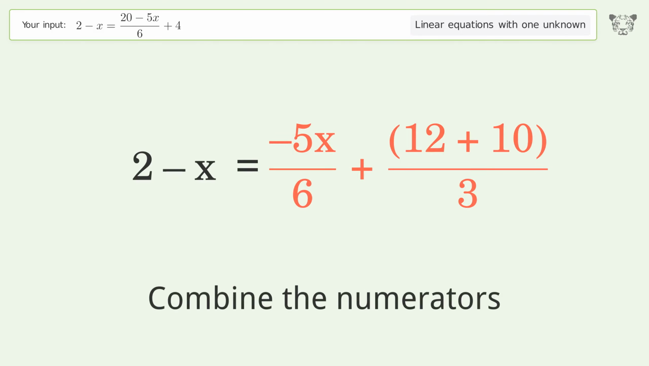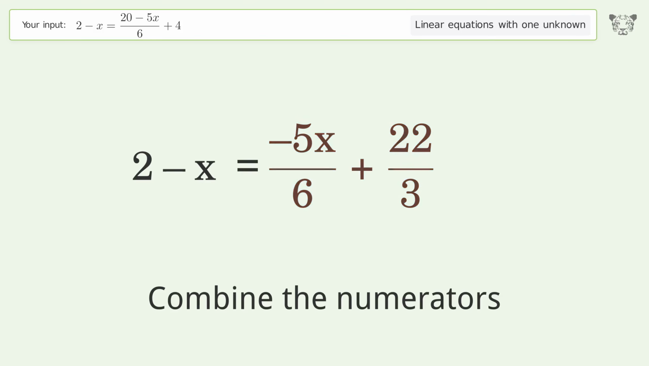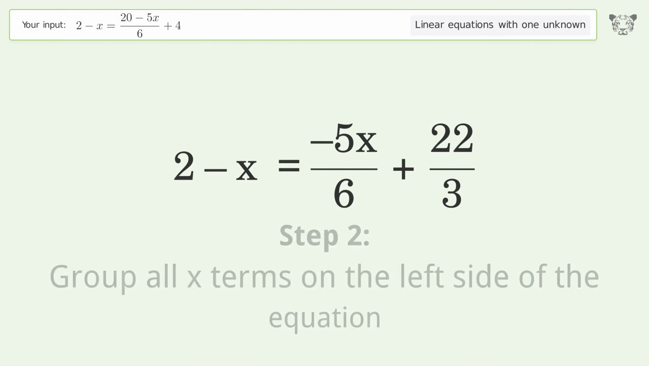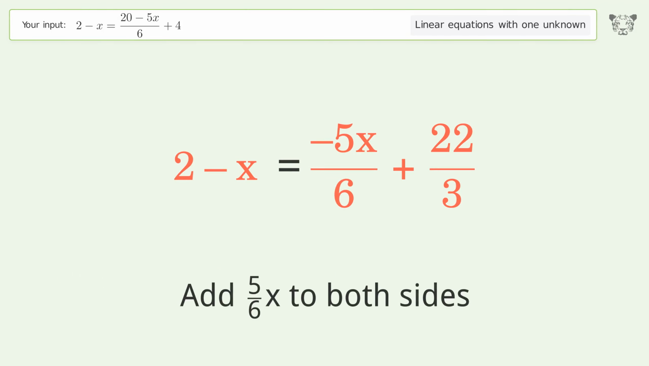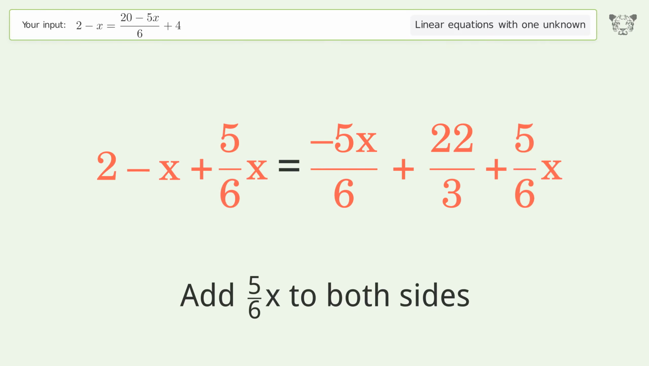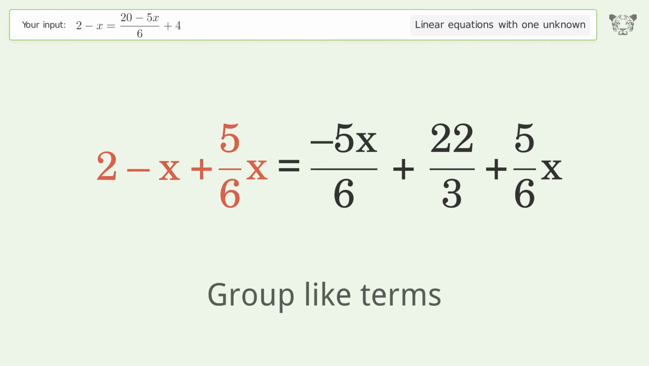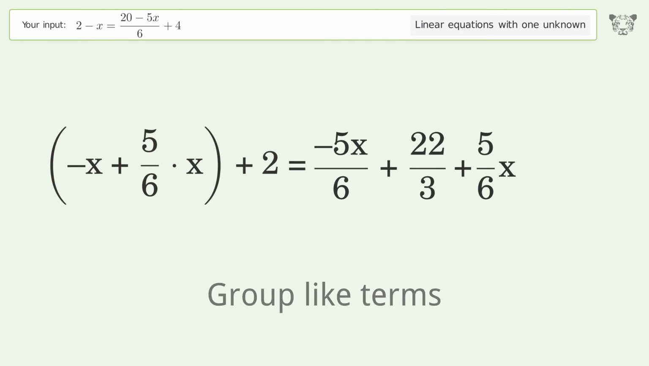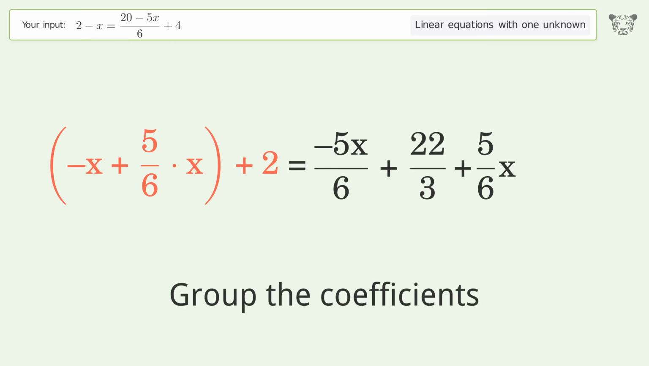Combine the numerators. Group all x terms on the left side of the equation. Add 5/6x to both sides. Group like terms. Group the coefficients.